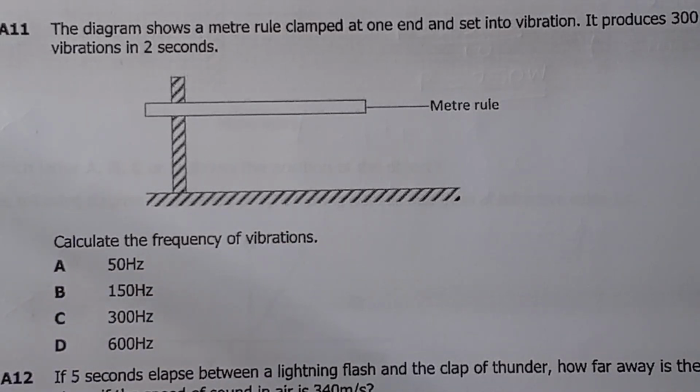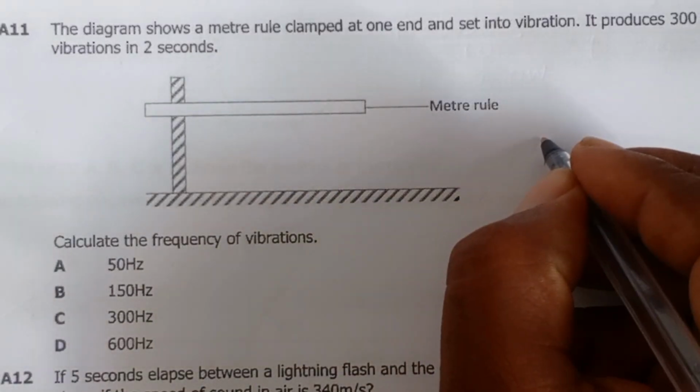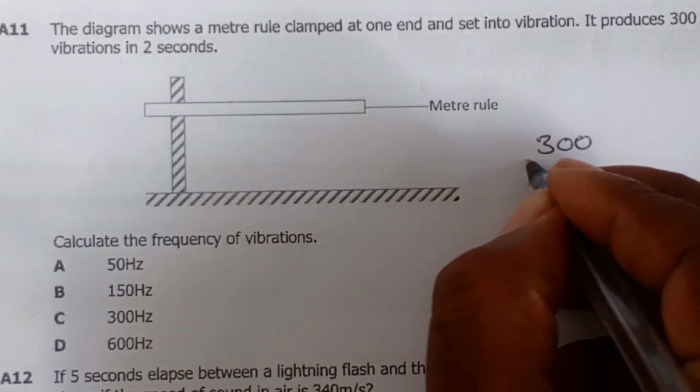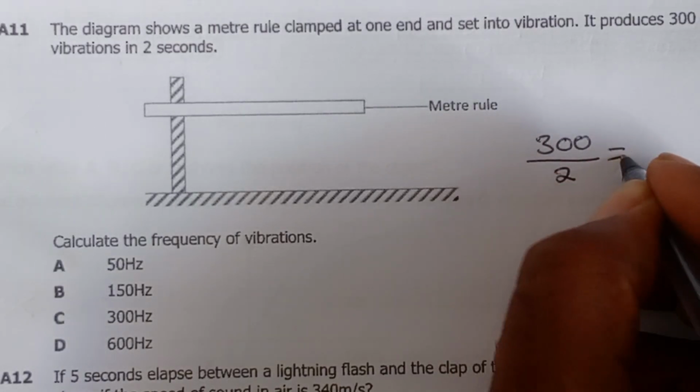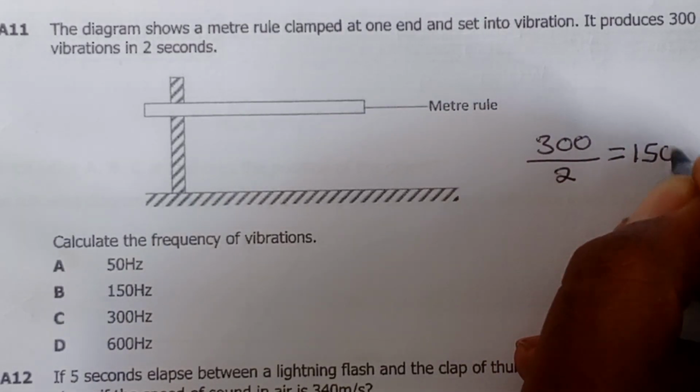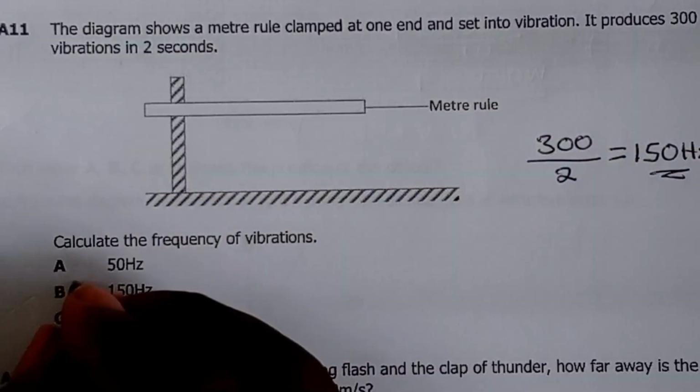So we answer these questions by the definition of a frequency. So what is frequency? Frequency is simply the number of swings per second. In this case, we'll say the number of vibrations in 1 second. So how many seconds do we have? 2 seconds. What's the total number of vibrations? 300. So I'll say 300 divided by 2. So the answer is 150 Hz. So the answer is B.